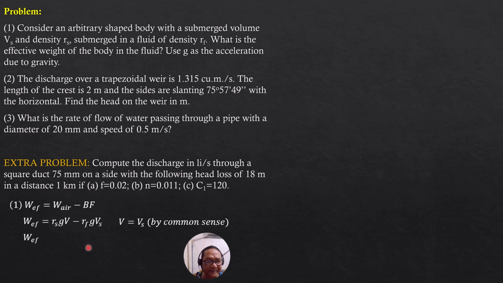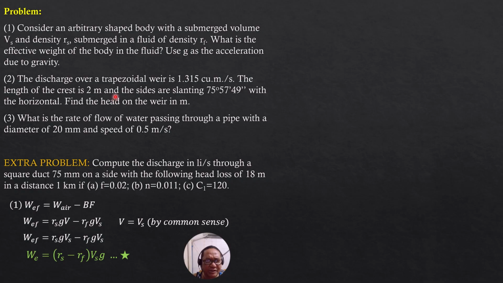So replacing V by V sub S, and we factor out V sub S G. So therefore, effective weight of the body is quantity R sub S minus R sub F times V sub S G. So that's the answer to the first problem.